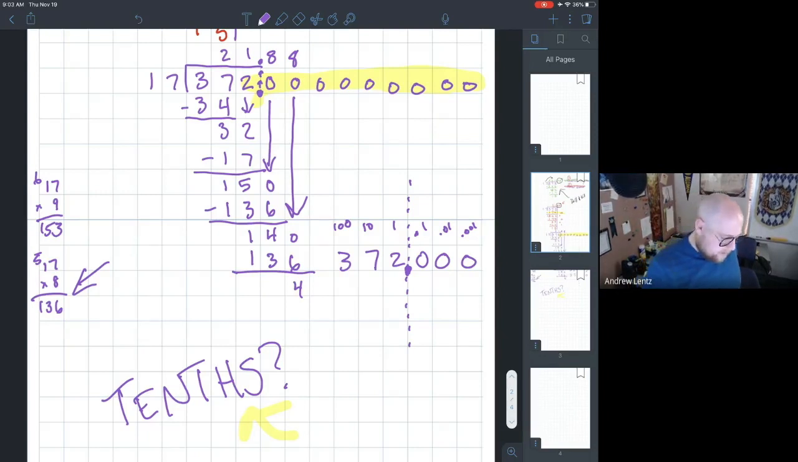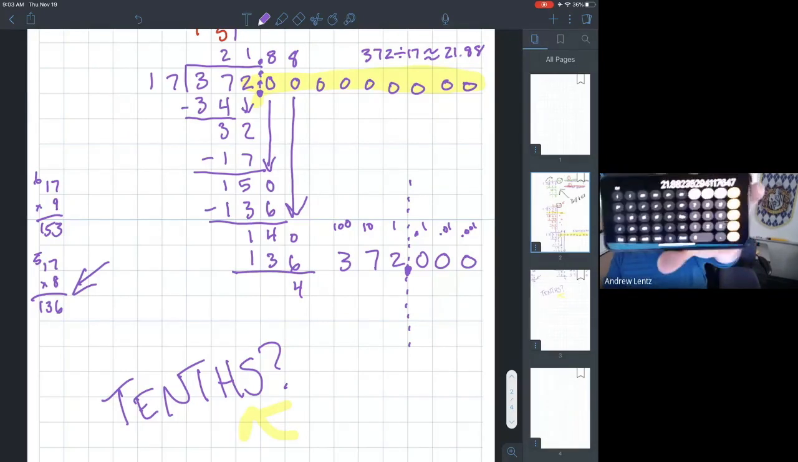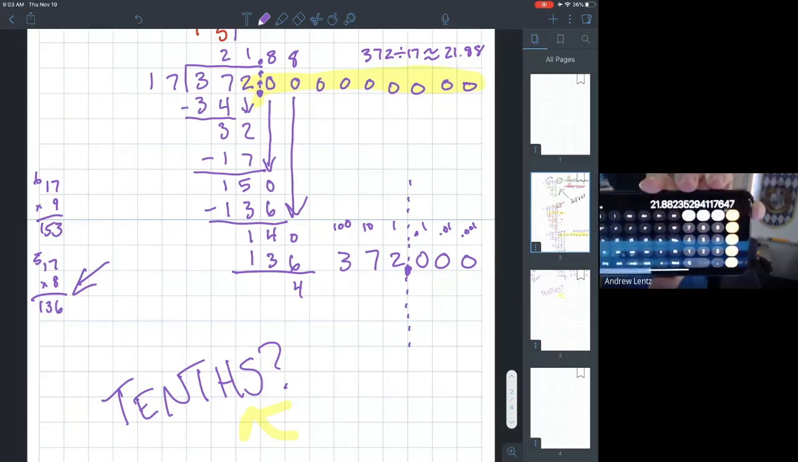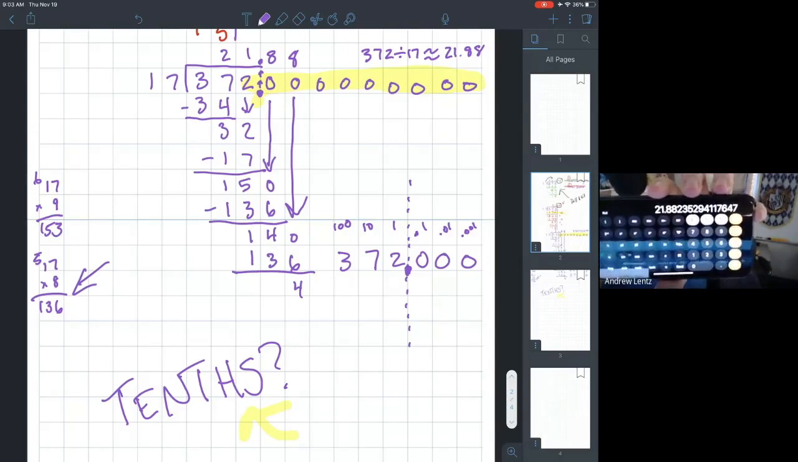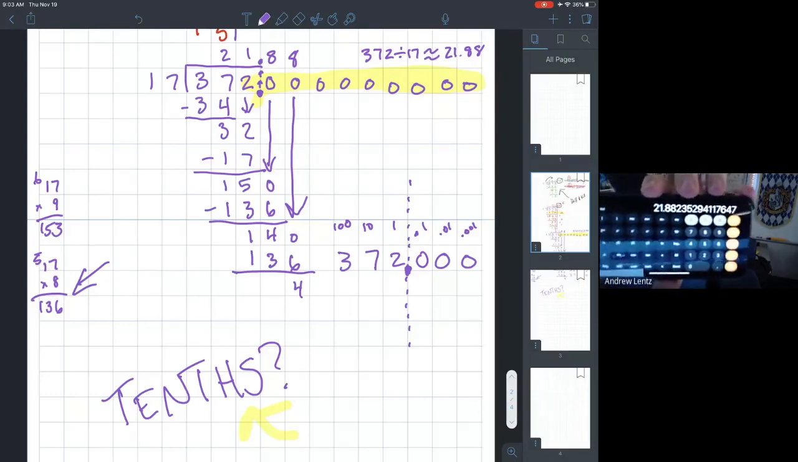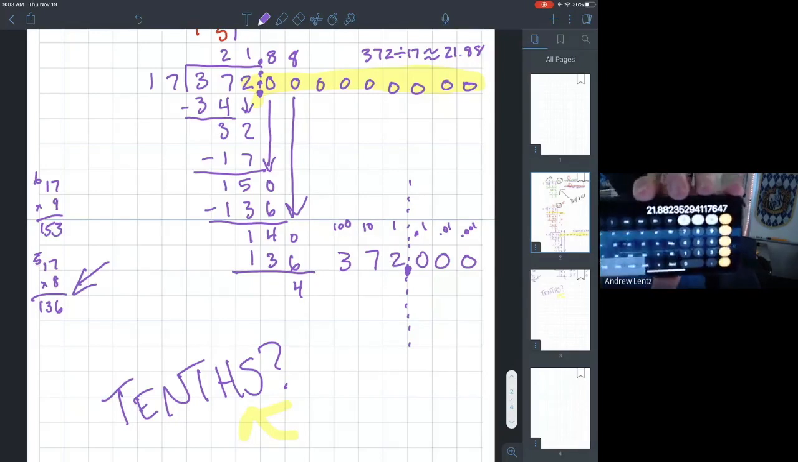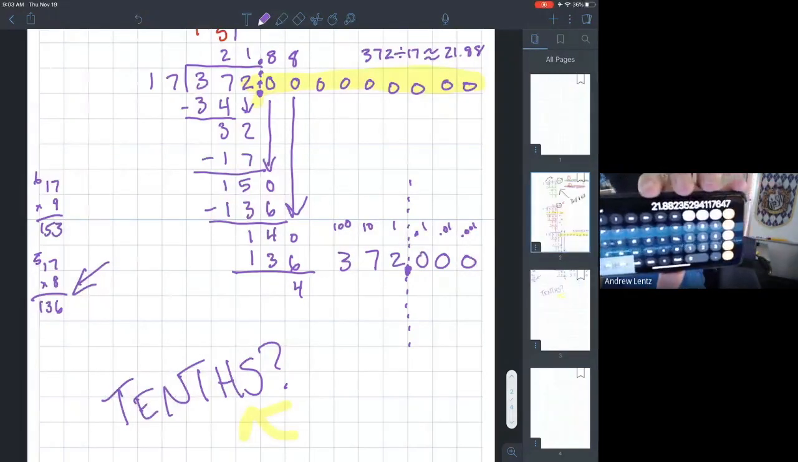So my answer, 372 divided by 17 is approximately 21.88. I'm saying approximately because it doesn't equal it. It doesn't stop. I could have kept adding zeros and getting all of this, and I'm going to let you in on a little secret. It doesn't stop right here. It just rounded to the last point because it ran out of room on my screen.